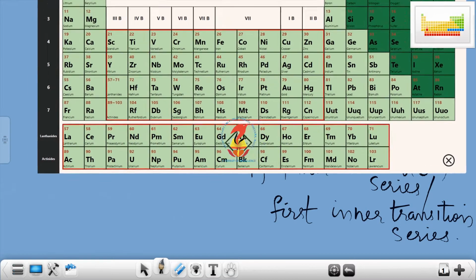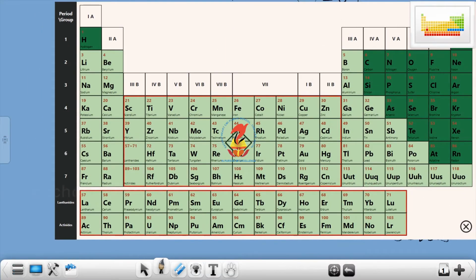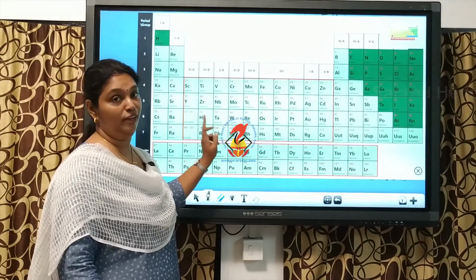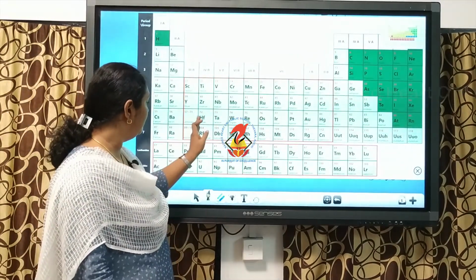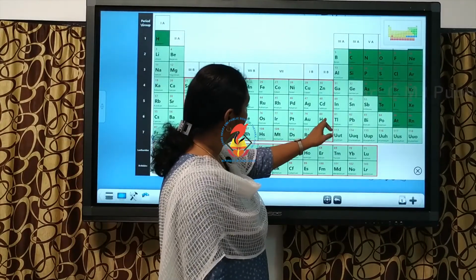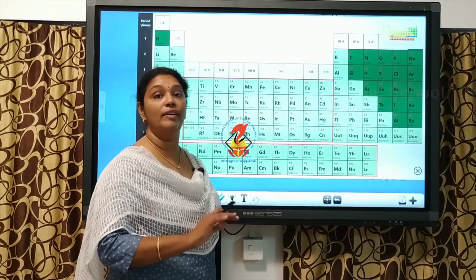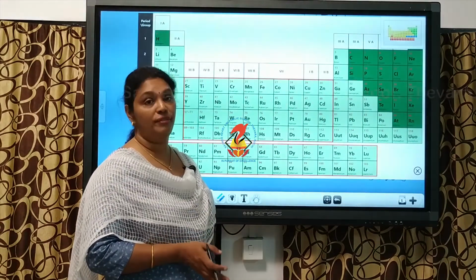Now, after atomic number 71, if you look at the periodic table, you can see 72 is hafnium, which orbital? D orbital, and which D orbital? In the 4th period we had 3D, next period 4D, now in 6th period we have 5D orbital getting filled. So hafnium to the last element, that is mercury. With mercury, the D orbital, that is 5D orbital, gets completely filled.